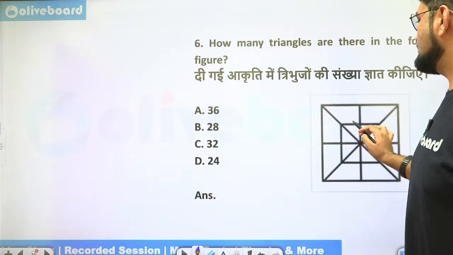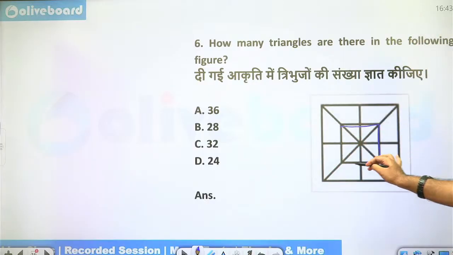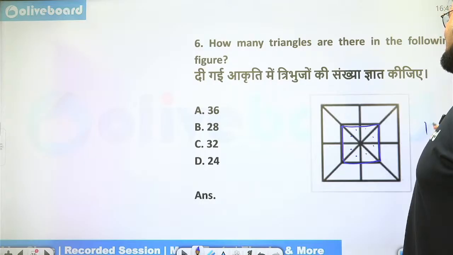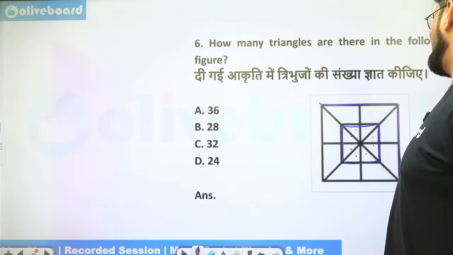How many triangles are there in this figure? It's actually very easy. The inner square is divided into 8 parts. 1, 2, 3, 4, 5, 6, 7, 8. So 16 triangles there. And the outer square is also divided into 8 parts.